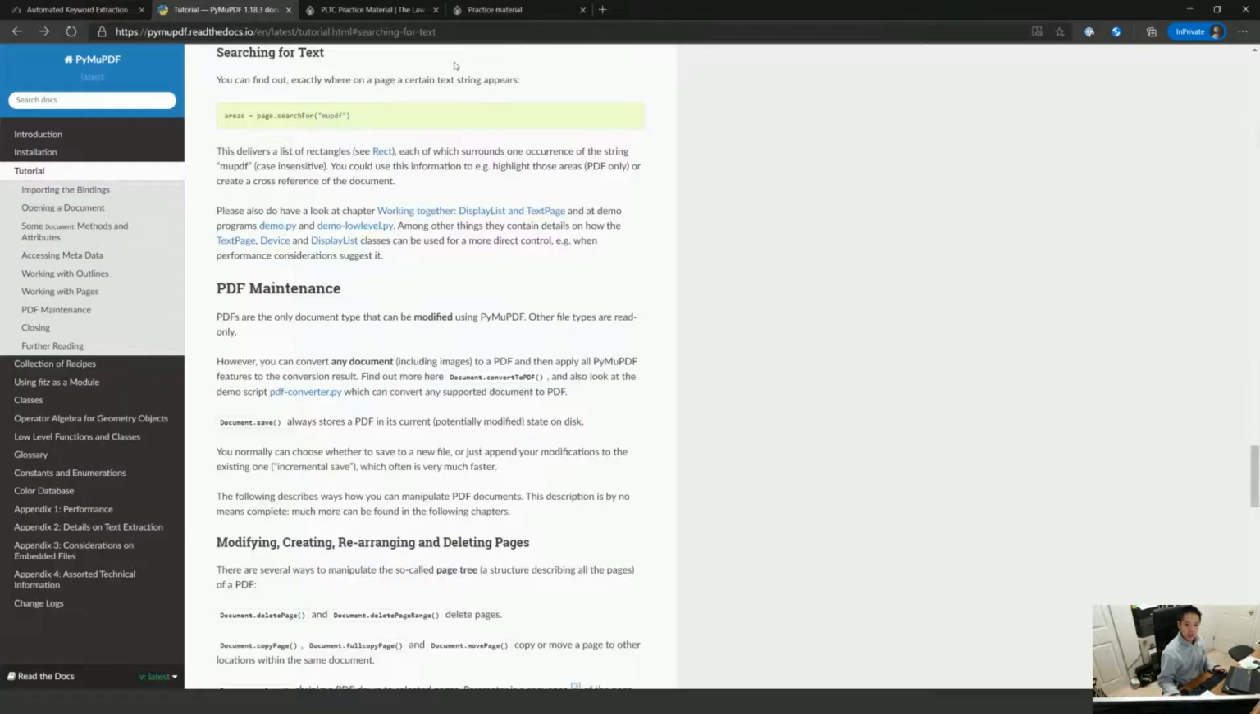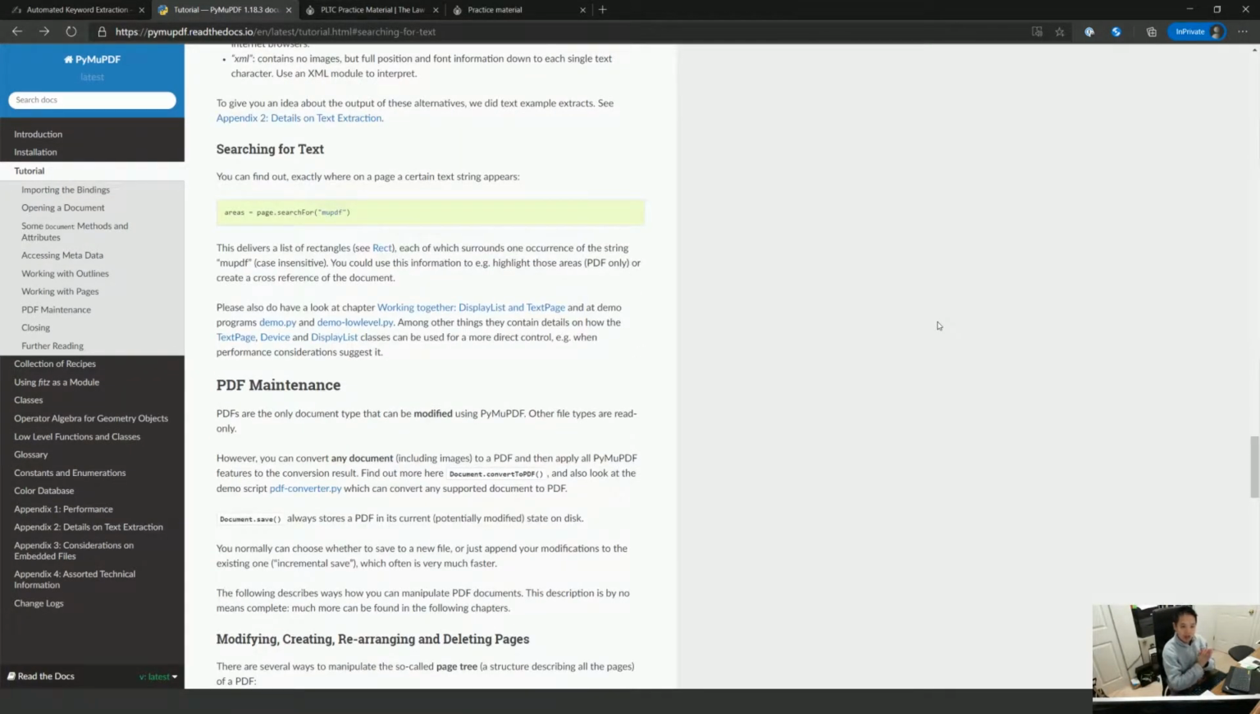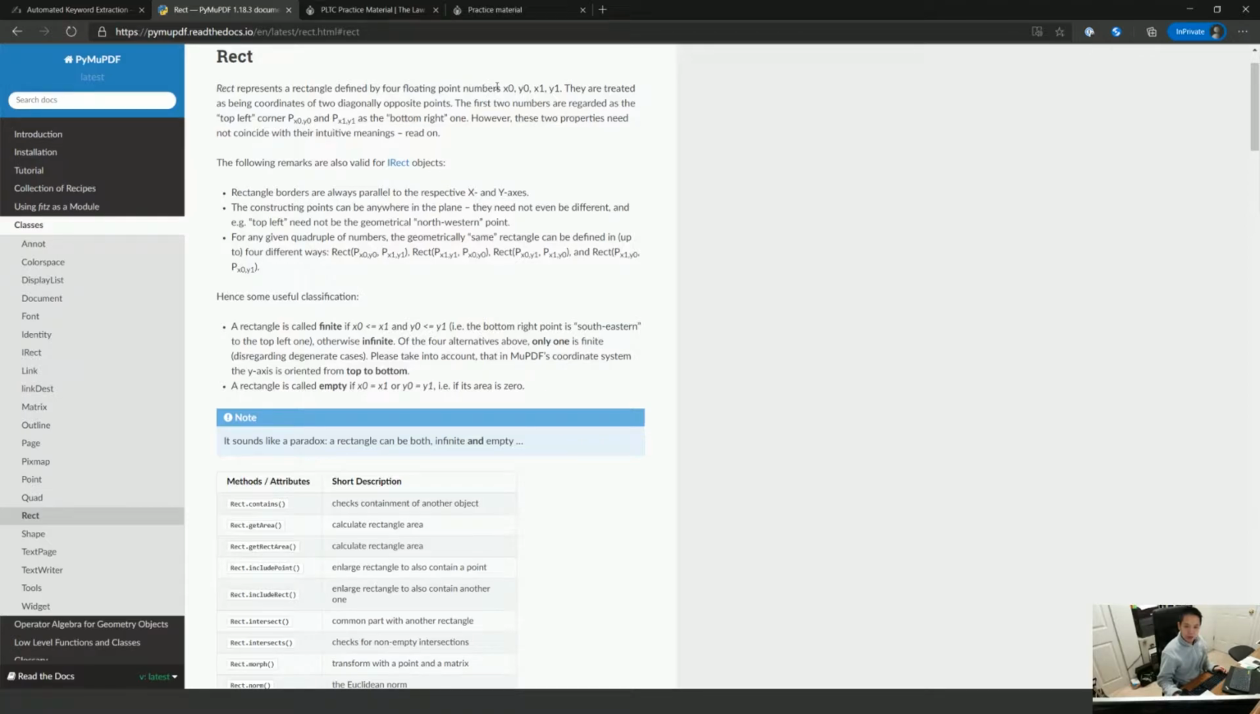The next piece is, of course, searching for text. So I found this one, which I'm actually surprised it does this. PyMuPDF. I wonder if that's how you actually say it, but this library lets you search for text. That's not surprising, but it delivers a list of rectangles. Okay, so rect. And it gives you 4 floating point numbers. What that means is it's creating a rectangle. It gives you this point, this point, this point, this point, so you can form the full rectangle. So top left, top right, bottom left, bottom right.